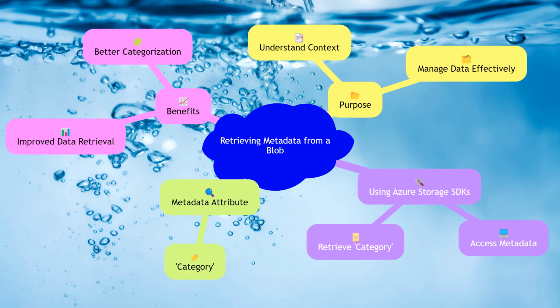Let's look at an example of retrieving metadata from a blob. Suppose you want to get the category metadata attribute to understand the context of the blob. Using Azure Storage SDKs, you can access the blob's metadata and retrieve the category attribute. This information is valuable for categorizing and managing your data effectively. Retrieving metadata helps in understanding the context and improving data retrieval processes.